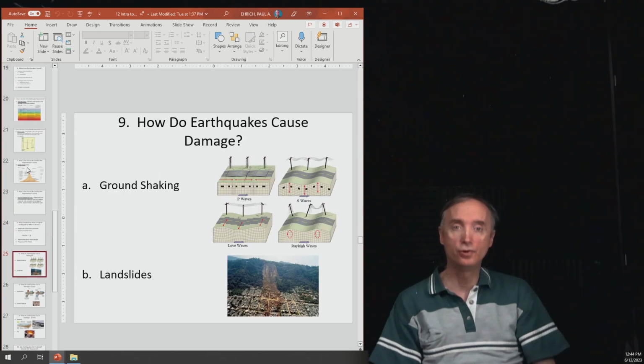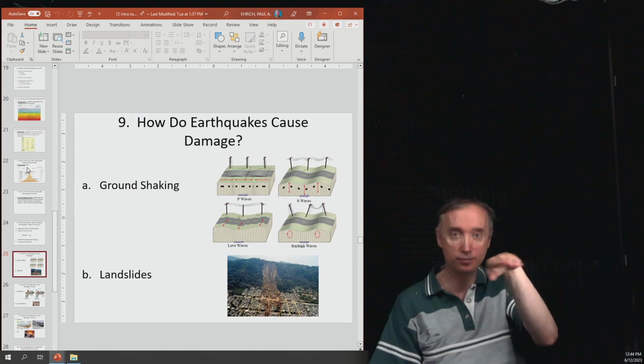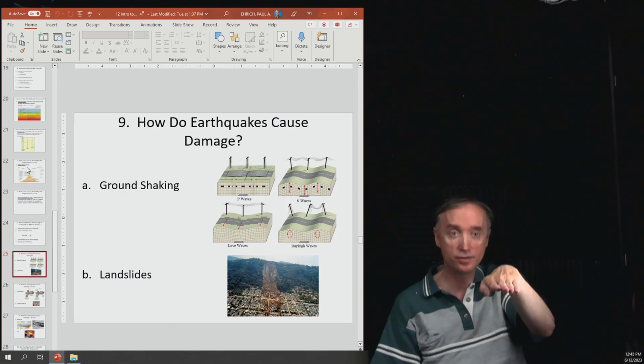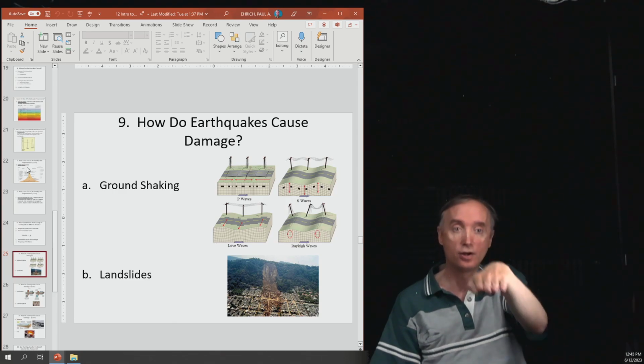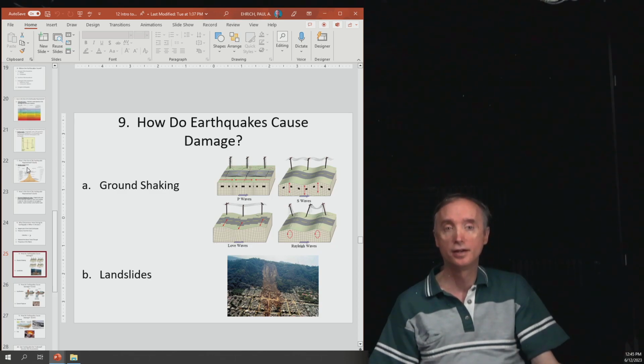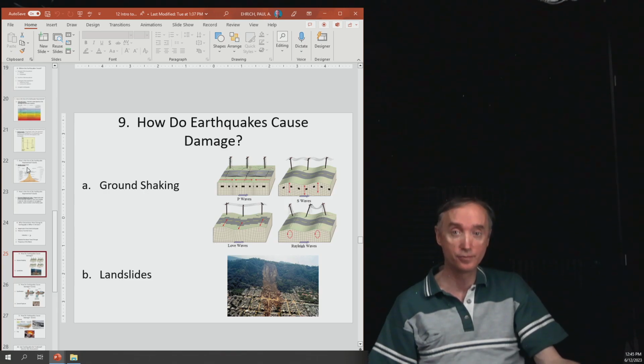So how do earthquakes cause damage? They make the ground shake back and forth, or shake like this, or it could cause it to go like this. All of those different kinds of ground shaking can damage telephone poles and buildings. It could trigger landslides.